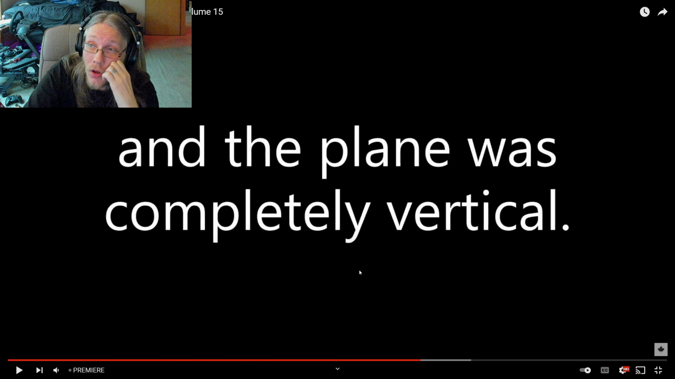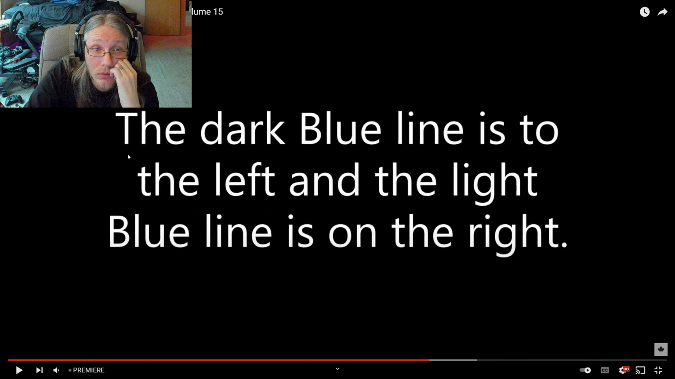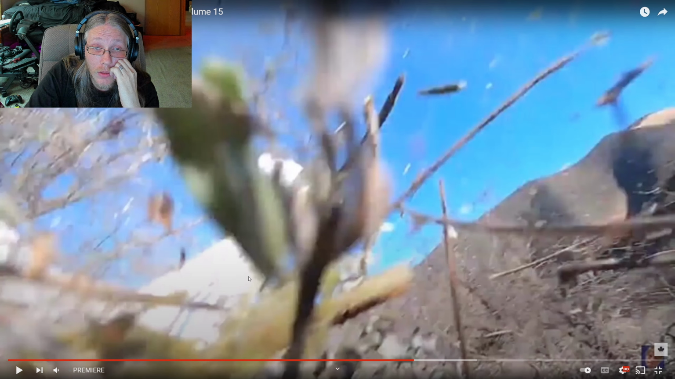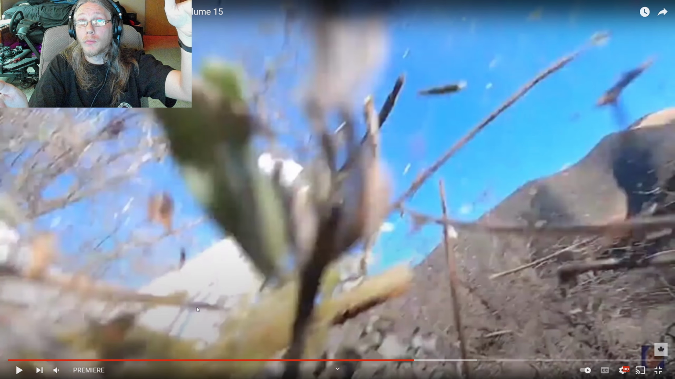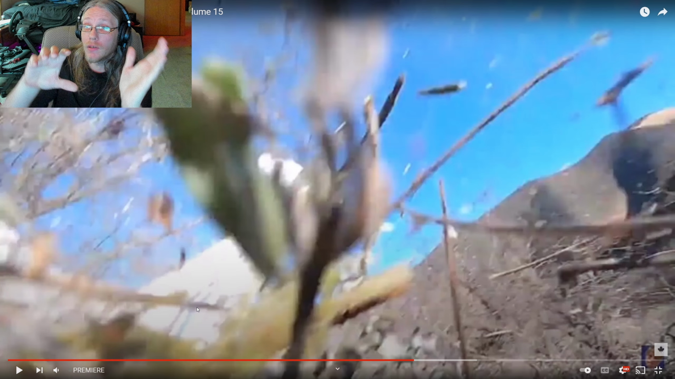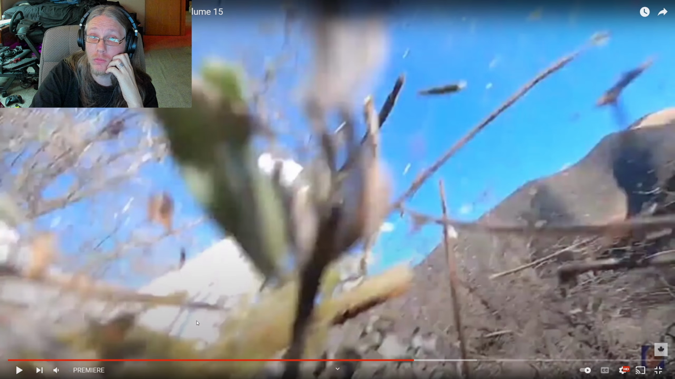And the plane was completely... No, it wasn't. You didn't have the image in proper orientation. The dark blue line is to the left and the light blue line is to the right. Yeah, we can agree on that in this image. The dark blue line is here and the light blue line is here. But remember, you gotta rotate this image a little bit. And if you rotate the image, then the airplane's coming in at the same degree angle that it was in every other shot.